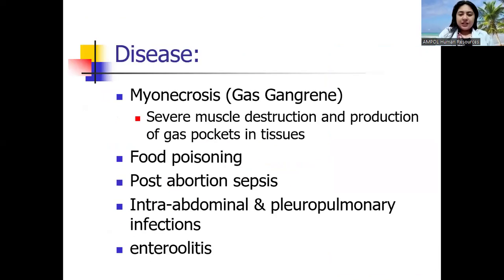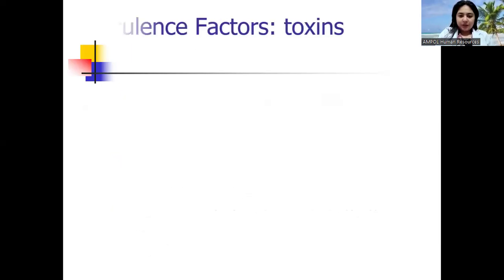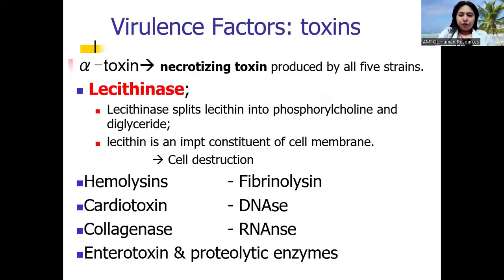Okay? So, it causes gas gangrene or myonecrosis, severe muscle destruction, and production of gas pockets in the tissues. It also causes food poisoning, post-abortion sepsis, intra-abdominal and pleuropulmonary infections, and enterocolitis. So, virulence factors of your Clostridium perfringens is the alpha toxin. It is a necrotizing toxin produced by all 5 strains. We have also lecithinase. The lecithinase will split lecithin to phosphorylcholine and diglyceride. So lecithin is an important constituent of the cell membrane. So kung wala siyang lecithin, it will cause cell destruction.